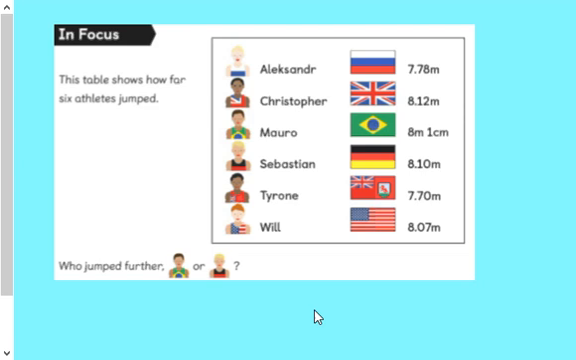I want you to press pause and I want you to look and think. Now, what makes this a little bit tricky? Why is it not easy to compare? Press pause now. Okay, well, the first thing I've noticed when I'm comparing this is that they're not all shown in the same way. The distances are shown in different ways, and that's something that we are going to look at and address during the course of this lesson.